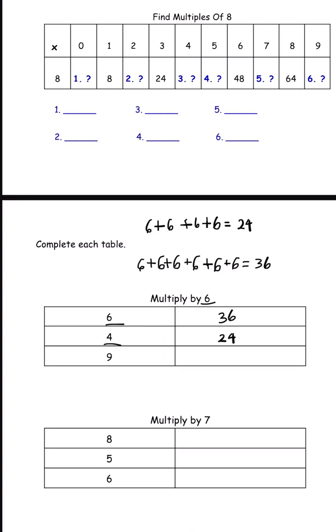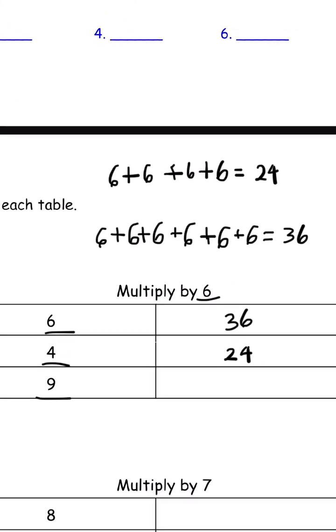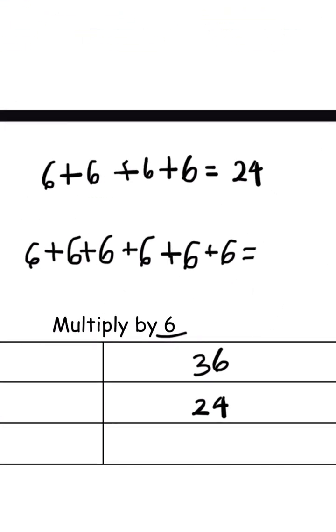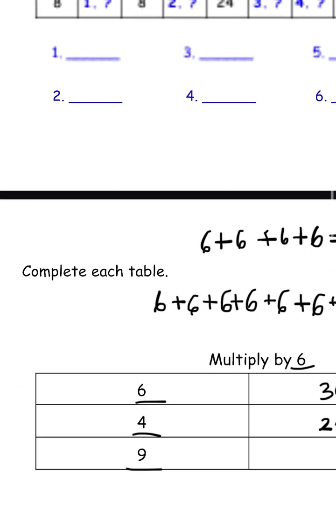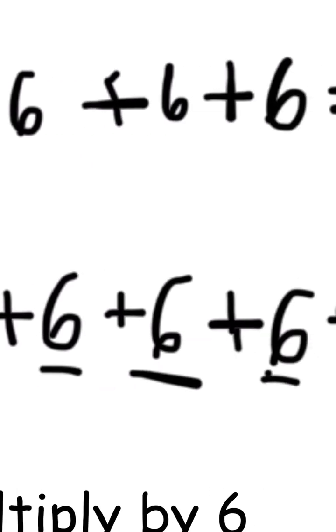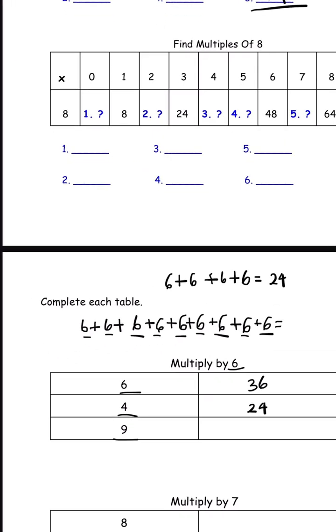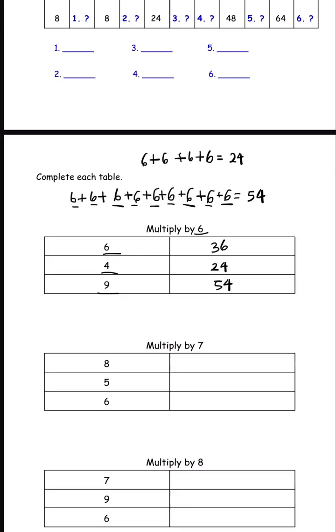And then let's look at the last one, which is 6 times 9. This means that there are going to be 3 more 6s than 6 times 6, since it's 6 times 9. So there is going to be 9 of them: 1, 2, 3, 4, 5, 6, 7, 8, and 9. If you add 9 6s, then we're going to get 54. So 54 is going to be the answer for the last column. Let's move on to the next page.